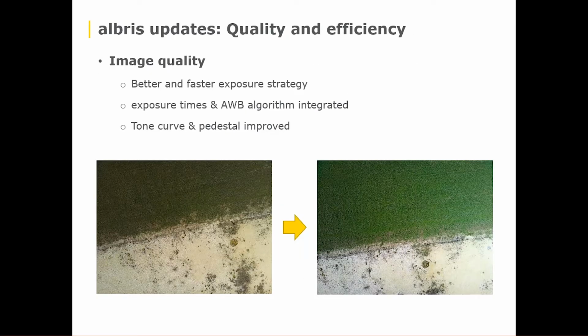In terms of image quality, we now have a better and faster exposure strategy, and exposure times and automatic white balance have been better integrated, as well as tone curve and pedestal, which you can see on those two images. That was before, and now you can see a clear difference. It's much sharper, with more detail in the image, which is a big help when you're reconstructing and processing the data set.